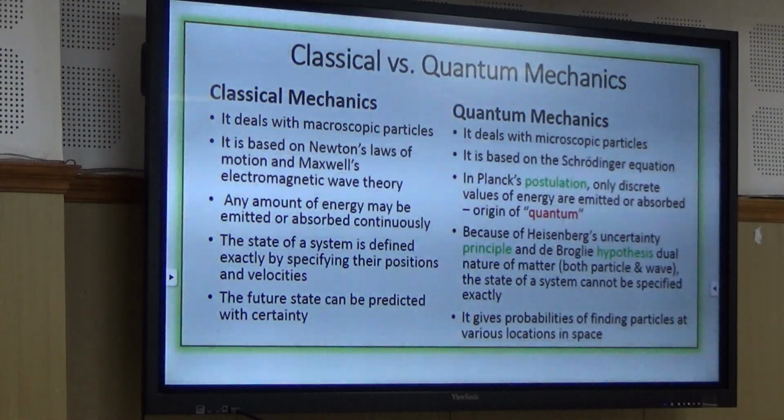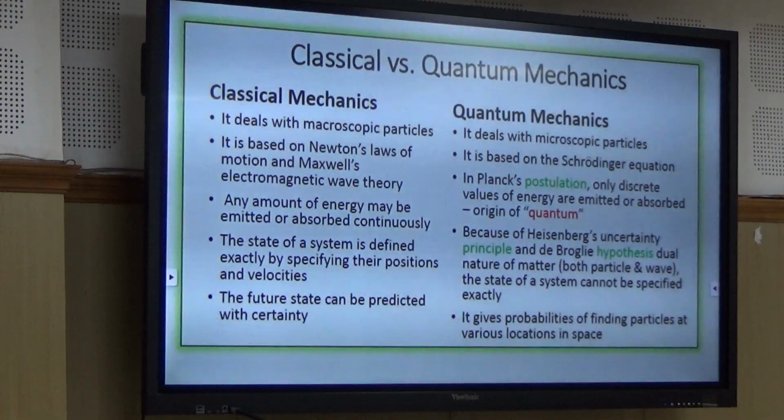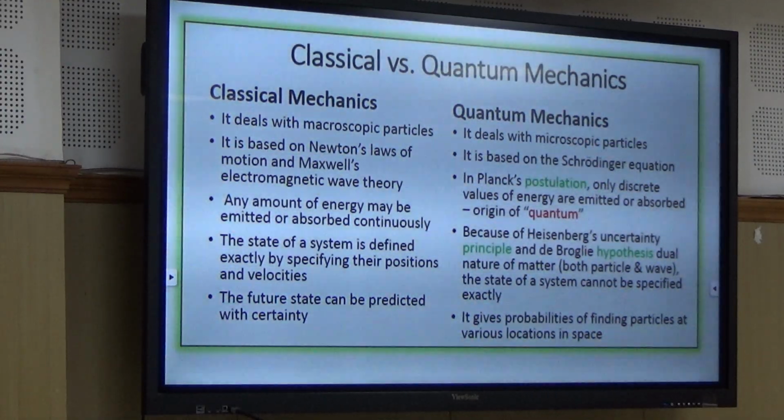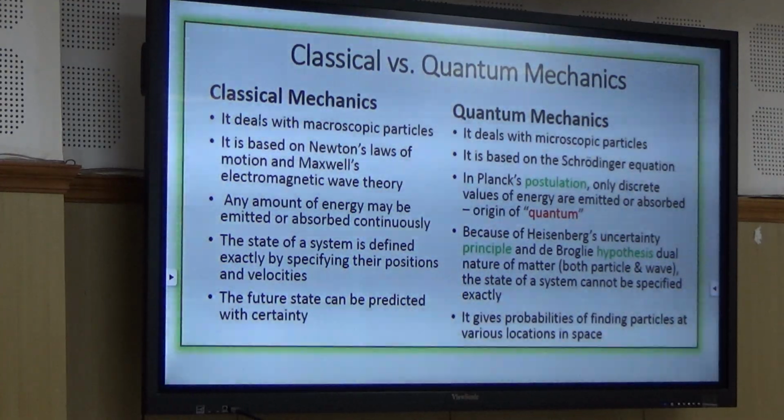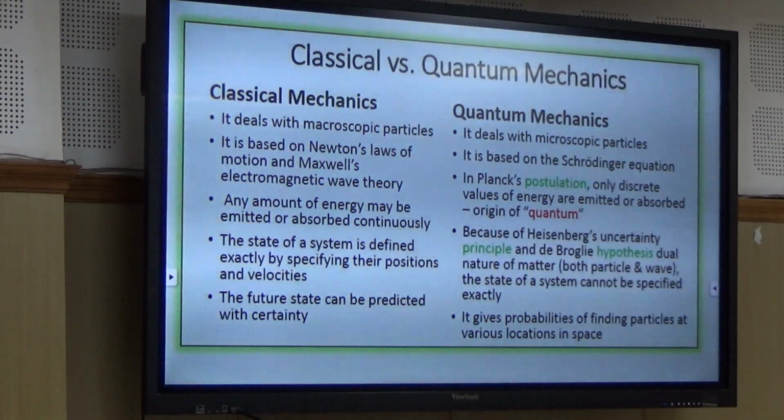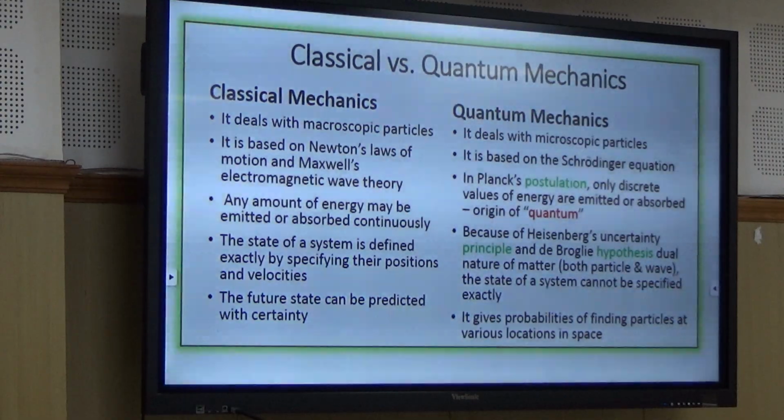Classical mechanics is based on Newton's laws of motion and Maxwell's electromagnetic wave theory, which is a principle of physics applicable for classical mechanics and the propagation of electromagnetic radiation. However, quantum mechanics is based on the Schrodinger equation, and it works on Planck's postulates. Planck was the first person who predicted the dual nature of light. It can be treated as a particle, it can be treated as a wave. And the particle nature is known as the quantum nature.